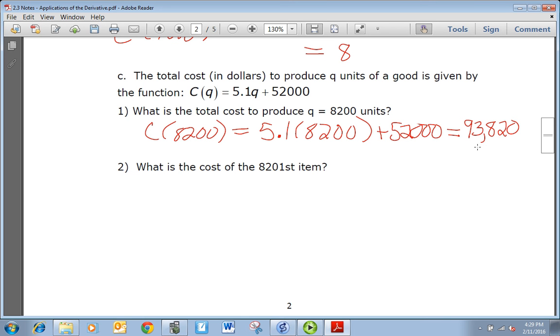What is the cost to produce the 8,201st item? So in other words, the next, that screams marginal cost. So to get marginal cost, we need the derivative of the cost function, which is just 5.1. So it's a constant function. So no matter what we plug into it, we're going to get 5.1. So the answer for this is just 5.1.